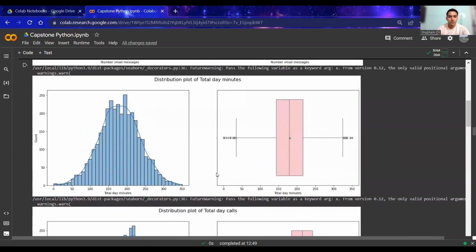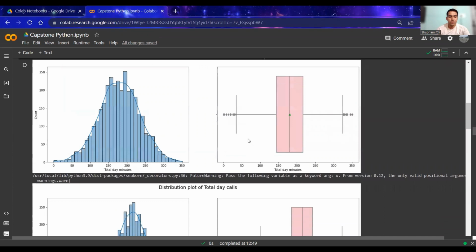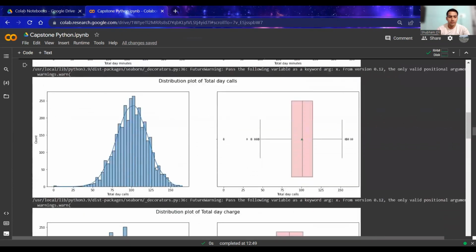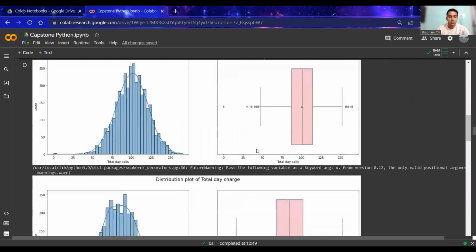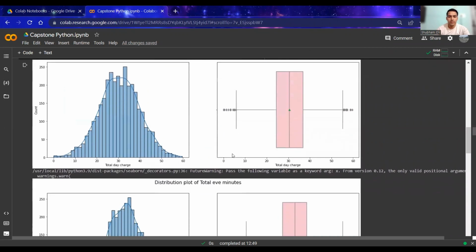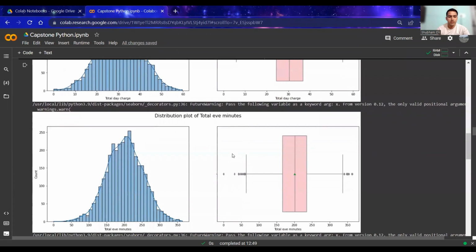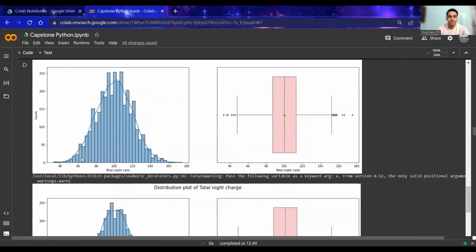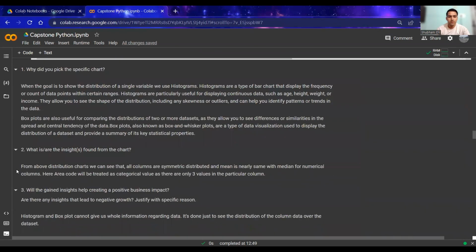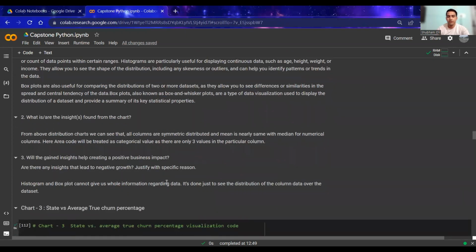And as you can see, for all the rest of the columns, the data is normally distributed and there are some outliers also, which we are not handling because we are not using any machine learning models for this data set. So we gain the insight that histogram and box plot cannot give us whole information regarding the data. It's done just to see the distribution of the column data over the data set.